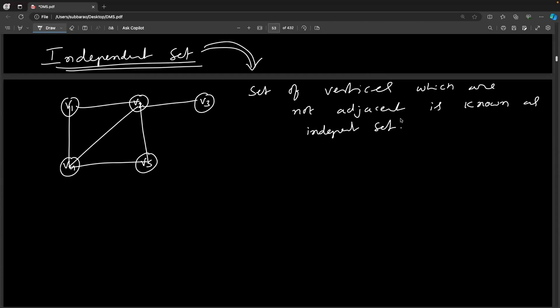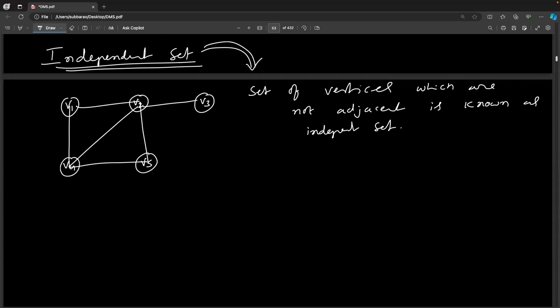I still remember when I was preparing for the GATE examination, I memorized it like this. A set of vertices which are not adjacent is known as an independent set. One day my friend asked me, so Reddy sir, sorry, not Reddy sir. My classmate asked, how Reddy sir? Yeah, bro is correct. Hey Subbu. Just mind your language. Okay, fine, let's go with Subbu only. Subbu, what is the definition for the independent set? A set of vertices which are not adjacent is known as an independent set.